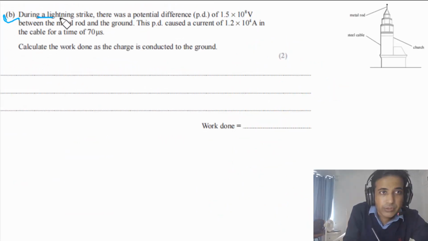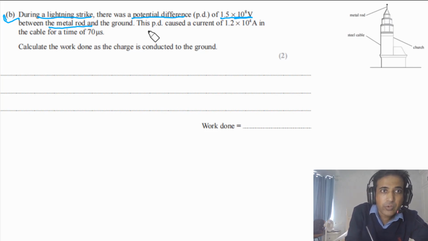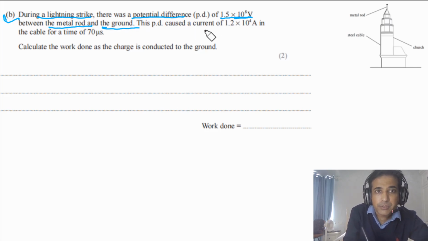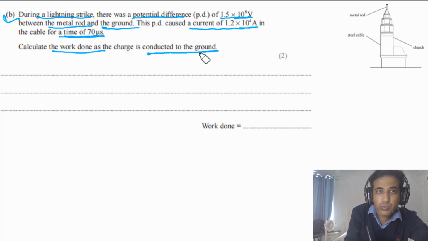Part B says during a lightning strike there was a potential difference of 1.5 times 10 to 8 volts between the metal rod and the ground. This PD caused a current of 1.2 times 10 to 4 amps in the cable for a time of 70 microseconds. Calculate the work done as the charge is conducted to the ground.